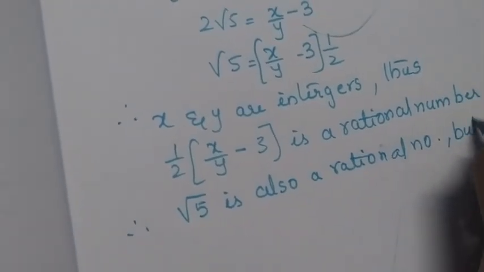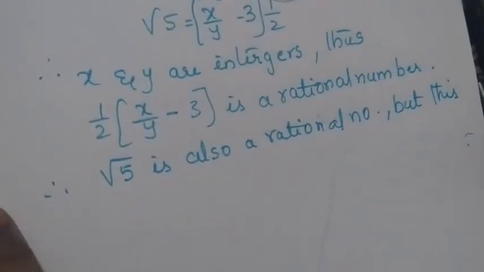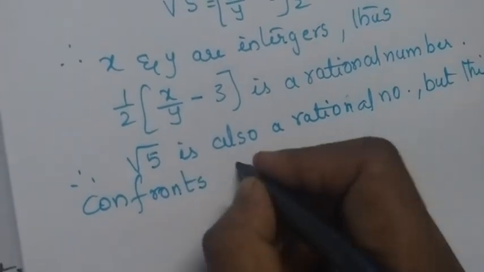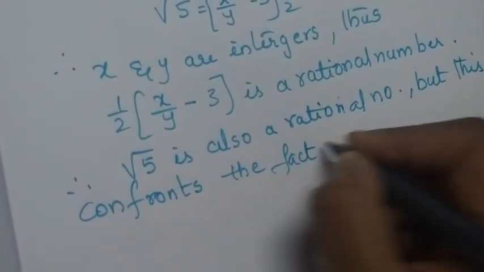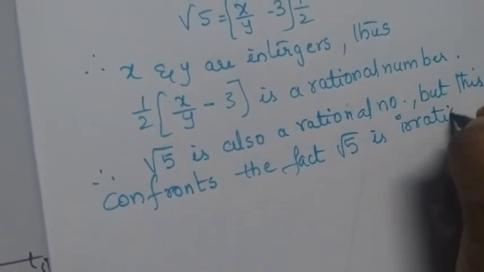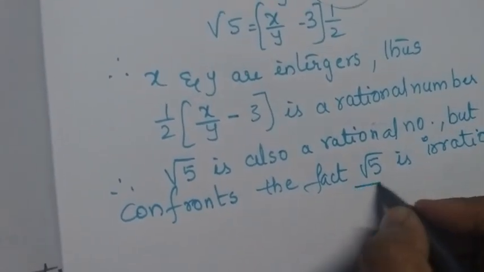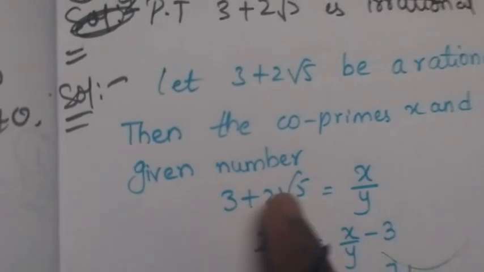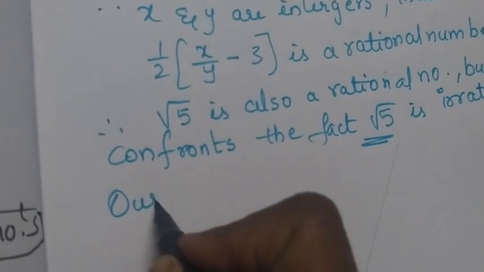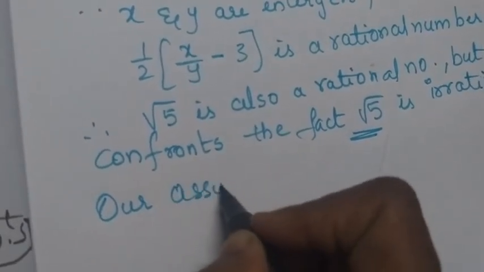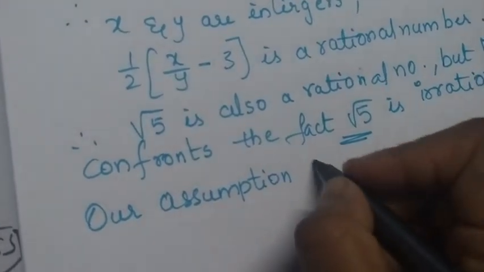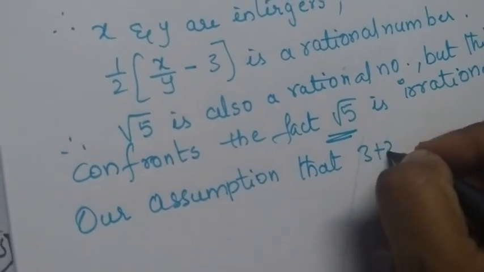But this confirms that, but is not true. Confirms means root 5 is not a rational number. The fact that root 5 is not a rational number, it is irrational. So if root 5 is an irrational number, then 3 plus root 5 is also irrational. So we have to write that our assumption is wrong, that 3 plus root 5 is not a rational number. So it is irrational.